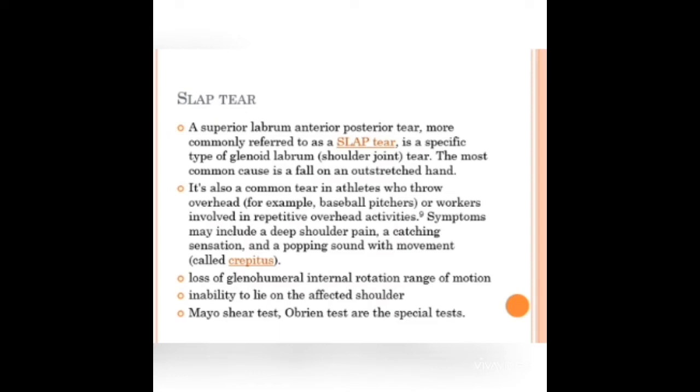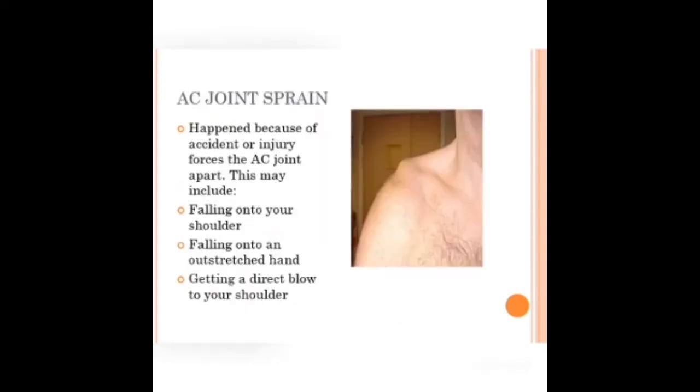We can see deep shoulder pain here. There's a catching sensation, popping sounds or crepitus may be noticed. There is loss of glenohumeral internal rotation range of motion, and inability to lie on the affected side of the shoulder. So the special tests you will do are O'Brien's test and Mayo shear test, which are positive.